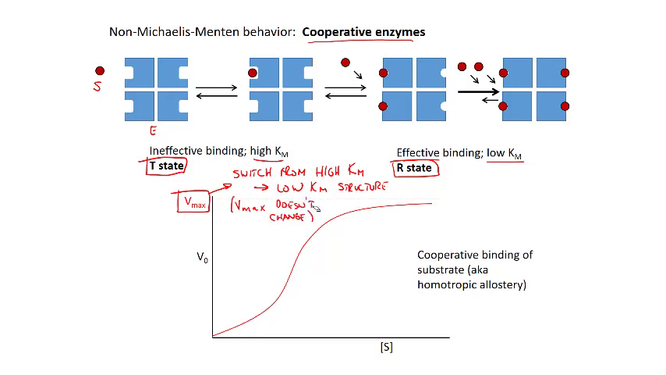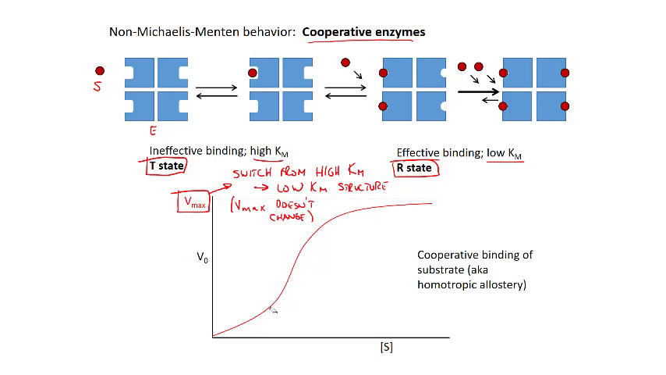That's the usual case. There are some rare enzymes where you have two structures and it's not the Km that changes, it's the Vmax that changes. But we're not going to talk about those. It's not common enough to be worth dealing with.